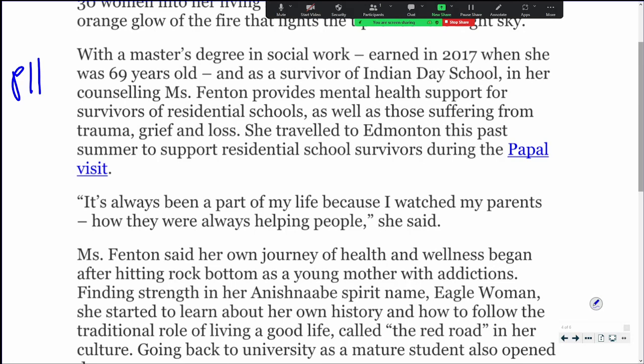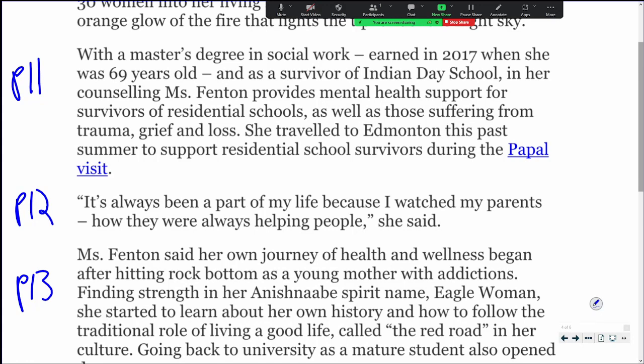and as a survivor of Indian Day School, in her counseling, Miss Fenton provides mental health support for survivors of residential schools, as well as those suffering from trauma, grief, and loss. She traveled to Edmonton this past summer to support residential school survivors during the papal visit, which is, of course, when the Pope was in Canada. She is quoted as saying, "It's always been a part of my life because I watched my parents, how they were always helping people," she said.